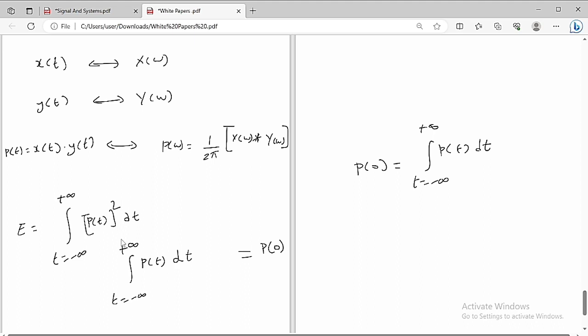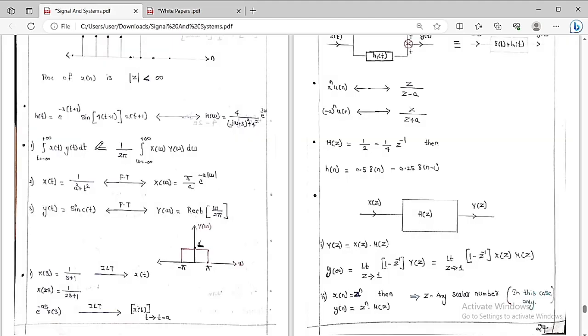This is a thing that you have to keep in mind. Basically, this relation I am unable to prove right now. So I want you to remember this formula, which is the integral from t equals minus infinity to infinity of x of t into y of t dt is equal to 1 by 2 pi times the integral from omega equals minus infinity to infinity of x of omega into y of omega d omega. I want you to remember this because I am unable to prove it right now.